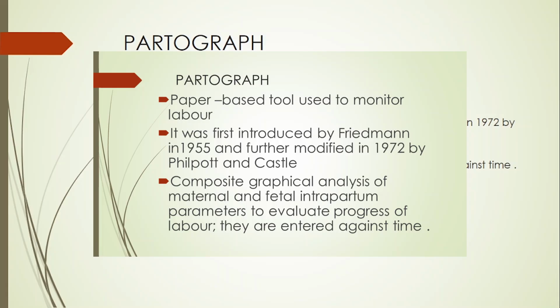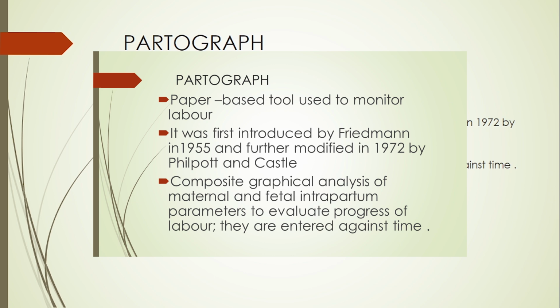So how do we monitor labor? Well, we monitor labor by looking at contractions, yes, but we need a tool that we can use to objectively define the progress of labor, and that takes us to the pathograph. So the pathograph is a paper-based tool. It's a tool used to monitor labor. It was first introduced by Friedman in 1955 and further modified by Philpott and Castle in 1972.